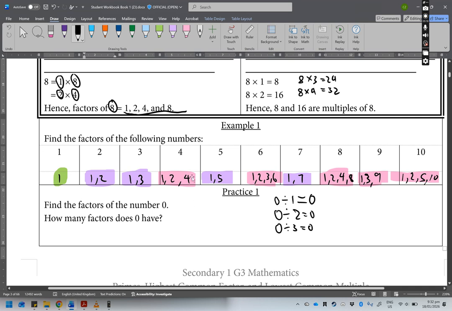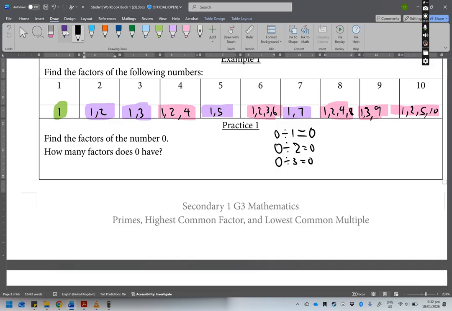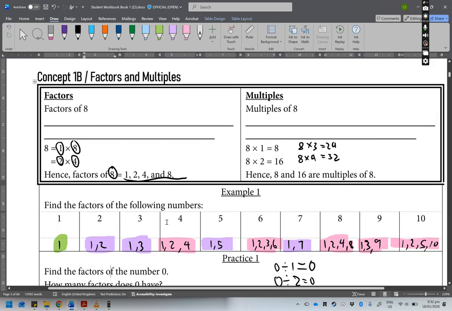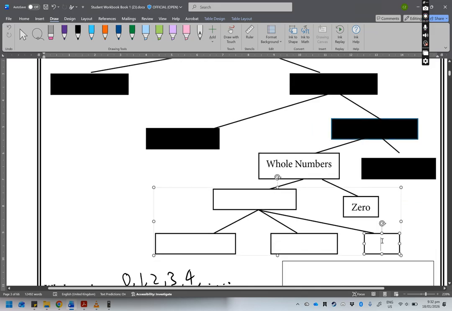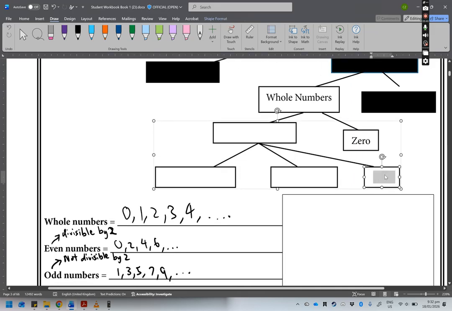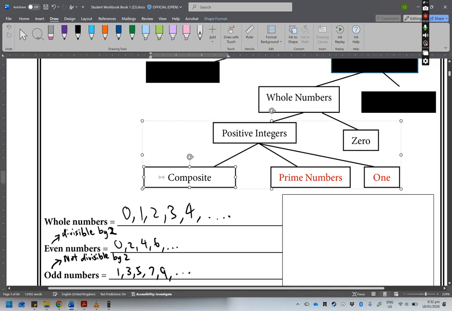And then finally we can name this group of numbers. So 1 will be by itself, that's why you have 1 over here, and then you have prime numbers over here, and then you have the composite numbers over here.